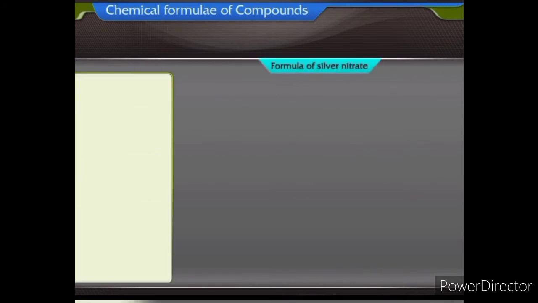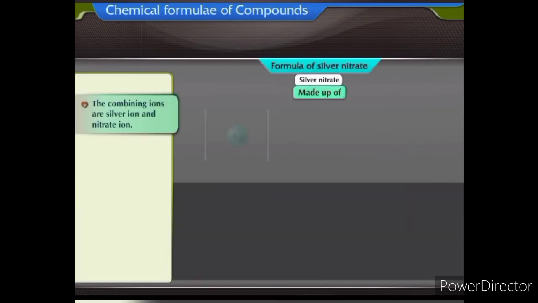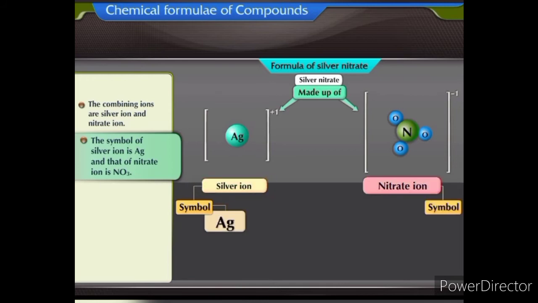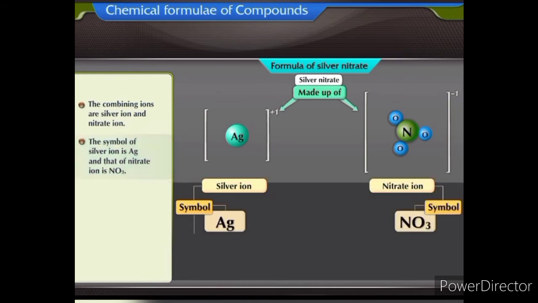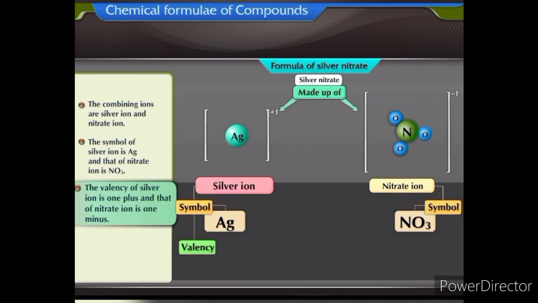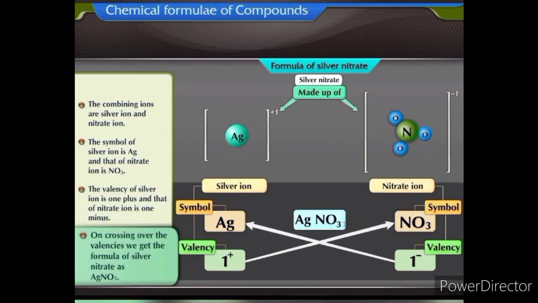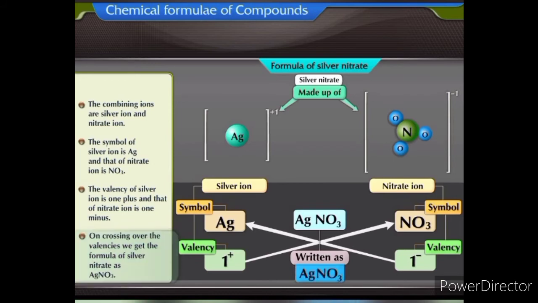Formula of silver nitrate. The combining ions are silver ion and nitrate ion. The symbol of silver ion is Ag and that of nitrate ion is NO3. The valency of silver ion is 1+ and that of nitrate ion is 1-. On crossing over the valencies, we get the formula of silver nitrate as AgNO3.